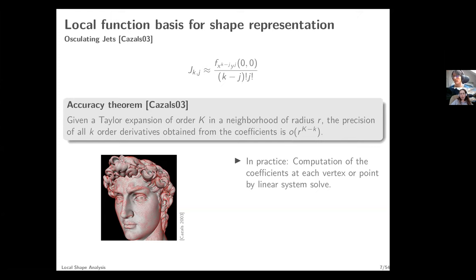but the real contribution is that they have an accuracy theorem, which states that if you have a Taylor expansion of order capital K in a neighborhood of radius R, the precision at which you can get the small k order derivatives is in small o of R to the capital K minus small k. So it states that if you want to have curvatures, that's order two, you'll still need to go as high as you can in order to get a good accuracy. So it's not enough to go just to the quadric or cubic. Well, it can be enough, but then you'll have a worse accuracy.